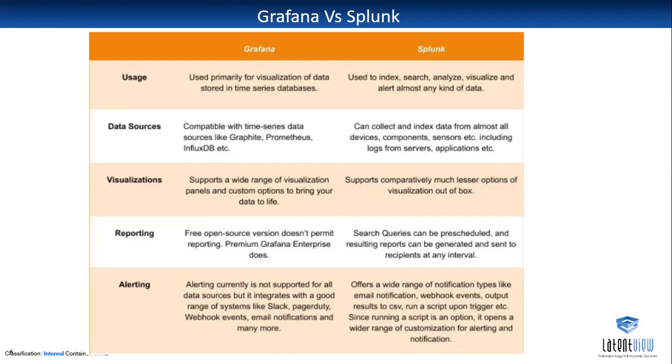But here in Splunk, we have an option to send our reports to our recipients at any interval. And coming to alerting, it is not supported for all data sources in Grafana, but only for certain systems like Slack, webhook events, and email notifications. But in Splunk, we have a wide range of notification types.